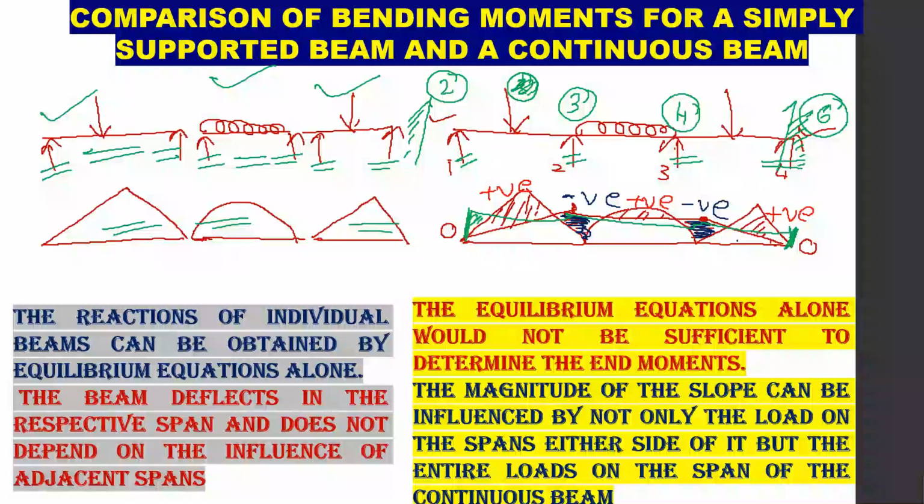So the slopes, see here, if it is fixed, the slope will be equal to 0. But if it is a simple support, the slope is not equal to 0, and in that case the slopes, deflections and bending moments are influenced by the entire spans, the entire loading system. So this is the comparison between the bending moments for a simply supported beam and for a continuous beam.